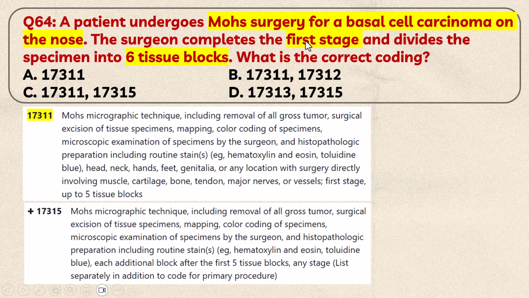In our case, first stage 6 tissue blocks. When you look at the other answer, 17315 for each additional block after the first 5 tissue blocks. So for the first 5 you have to use this code, and for the additional one you have to use the add-on code. So the correct answer will be answer C.